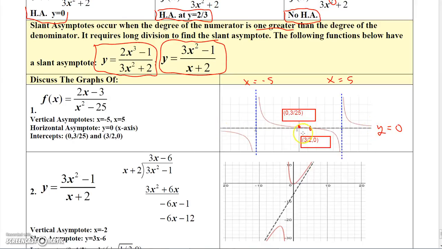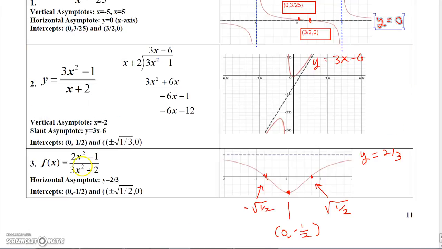That's your horizontal asymptote. And then we found the intercepts were (0, 3/25), so there's the y-intercept, and the x-intercept was (3/2, 0), and so there's the x-intercept. Okay, I want to do number 3 next.